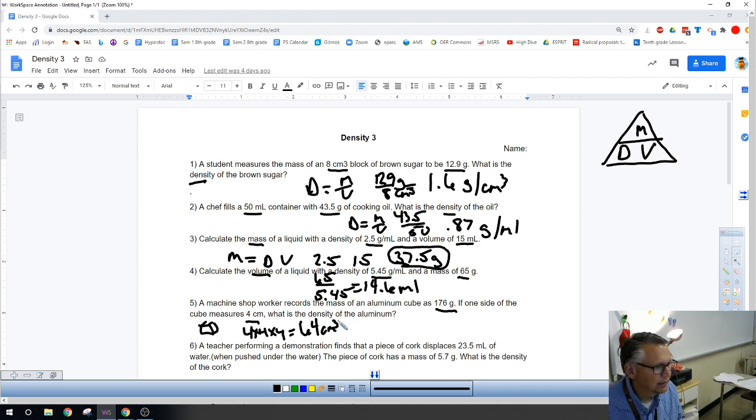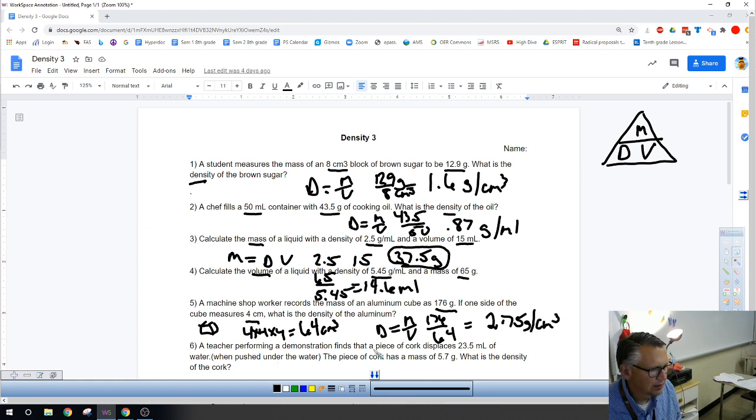What is the density? So density is equal to mass divided by volume. Our mass was 176 divided by 64. 176 divided by 64 equals 2.75 grams per cubic centimeter.